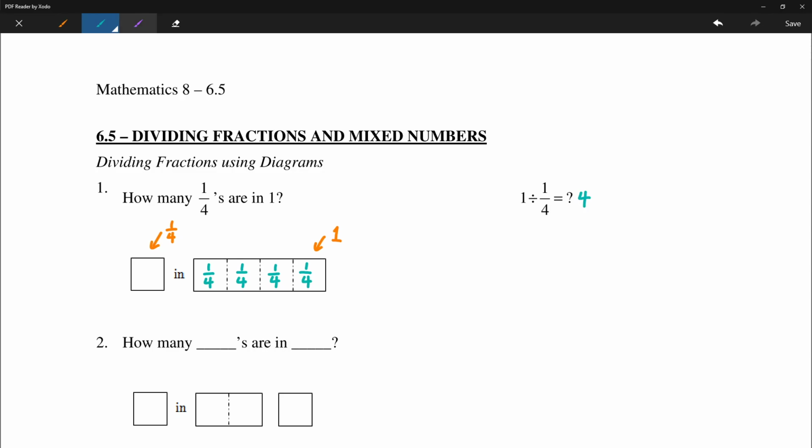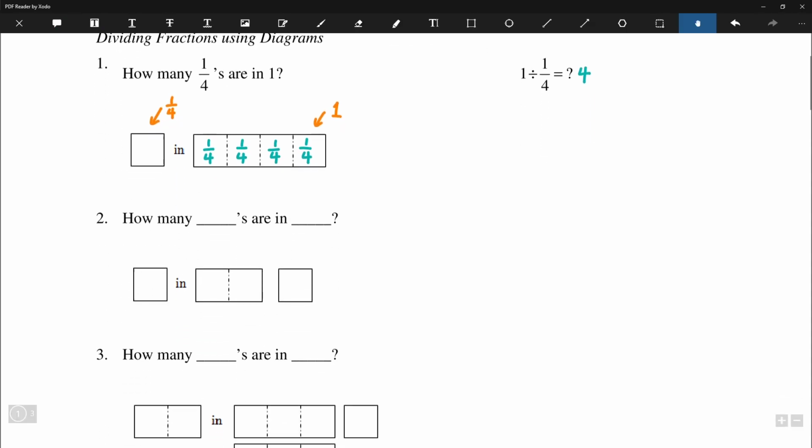Okay, so the next example is similar. So we have here the square on the left. This time is going to represent 1/2. And so the first rectangle on the right-hand side, this is going to be representative of 1. And of course, then this square is going to be 1/2. The question is, how many 1/2s are in 1.5?